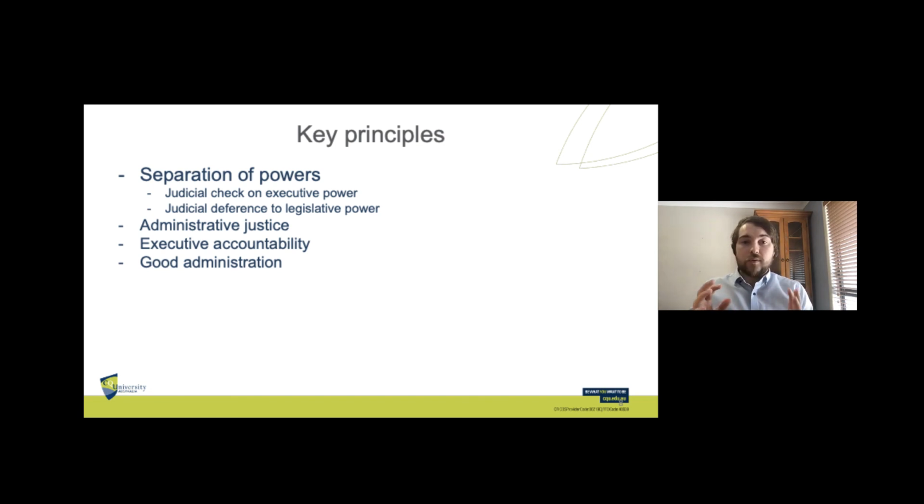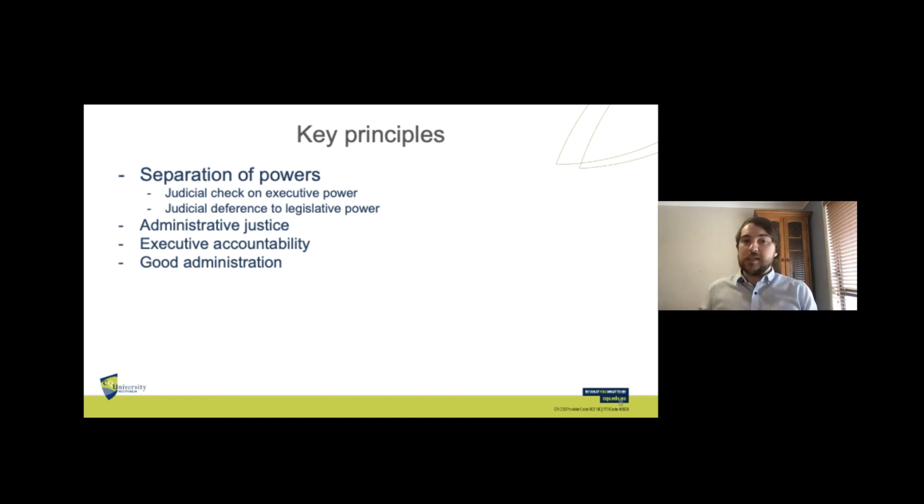And so this is really important from a democratic perspective because the legislature or parliament are the ones who are elected by the people. And so it's not the role of unelected judges to challenge the laws that are passed by the people's representatives. It's their job to make sure that the executive has done the right thing in carrying out those laws. So this is how we see no one level being held too high above the others. The judiciary provides a check on the executive, but is deferential to the legislature.